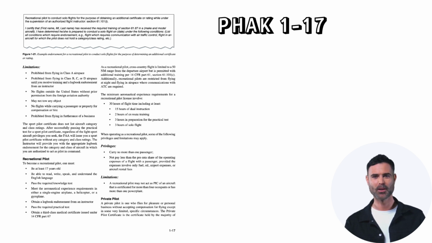The minimum aeronautical experience requirements for a recreational pilot license involve 30 hours of flight time, including at least 15 hours of dual instruction, 2 hours of en route training, 3 hours in preparation for the practical test, 3 hours of solo flight. When operating as a recreational pilot, some of the following privileges and limitations may apply.